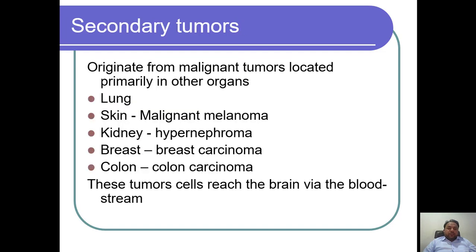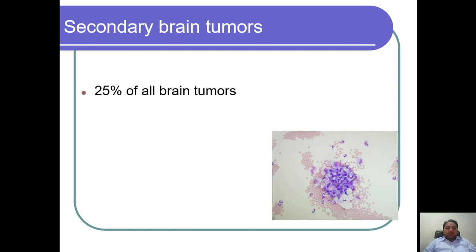other types of tumors. The secondary tumors can originate from lungs, skin, kidney, breast, and colon, and then could spread to the brain via bloodstream and can cause secondary or metastatic tumors of the brain. 25% of all of the brain tumors are secondary in nature.